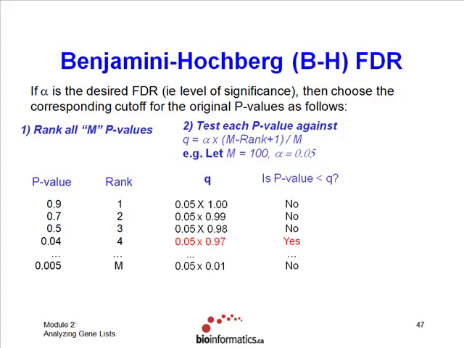You continue going up the list until you find a p-value that satisfies the original thing you're testing against, 0.05 times the rank divided by 100. In that case, that's 0.97. So this threshold is greater than this p-value, and this actually becomes our false discovery rate threshold. If we are able to find a p-value less than this threshold, the false discovery rate is 0.05, and the corresponding q-value is 0.05 times 0.97.